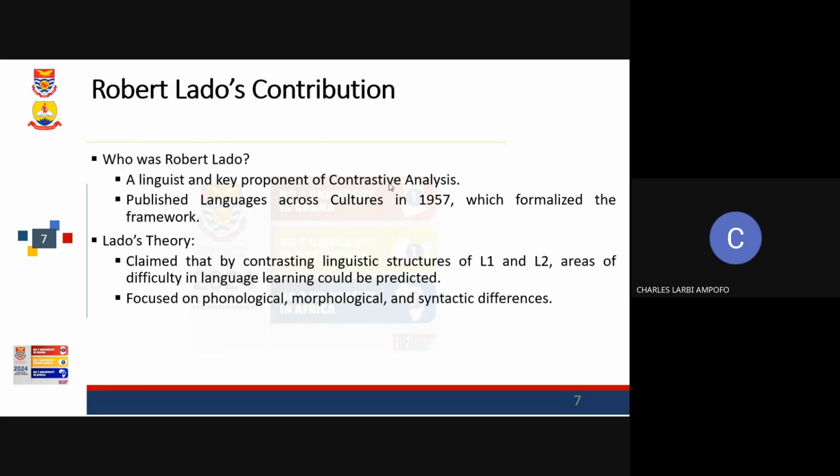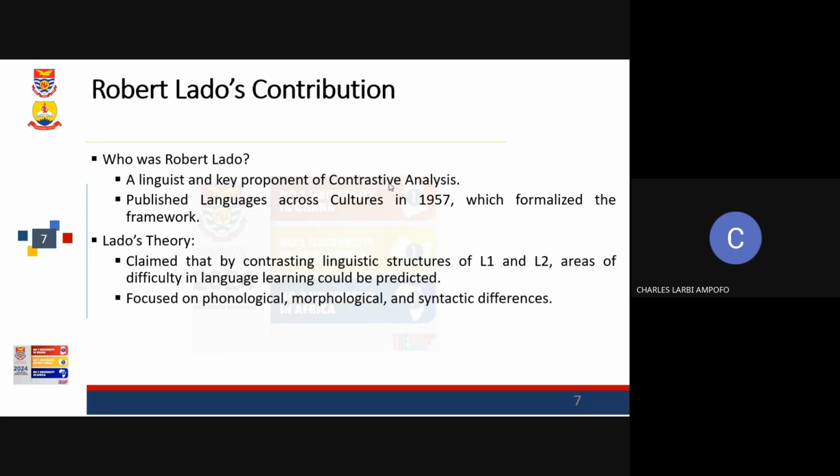Okay. So for example, how do they form past tense? In English, we said when it comes to regular verbs, you add ed or d to form the past tense. That is the morphology of English. So you compare that with the Ga language. So when you pick the Ga language, how do they also form their past tense? You compare to see areas of similarities and also areas of differences.